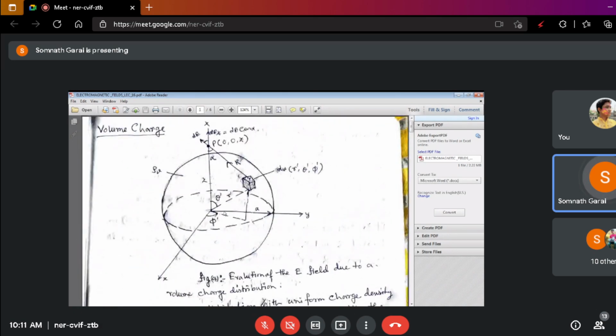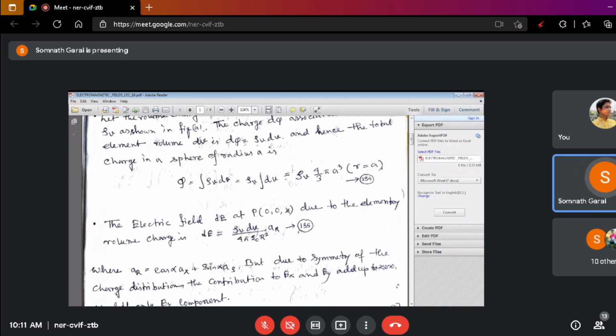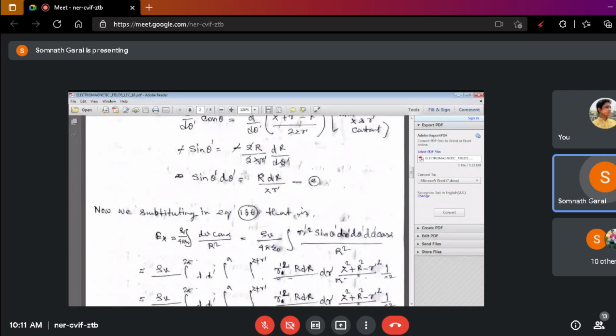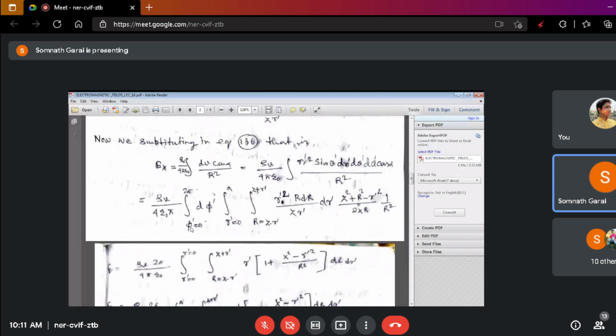If we calculate the whole sphere volume, then phi dot varies from 0 to 2 pi, right? So here phi dot is equal to 0 to 2 pi, d phi dot. First integral separated, right? After that, we calculate according to r dot.